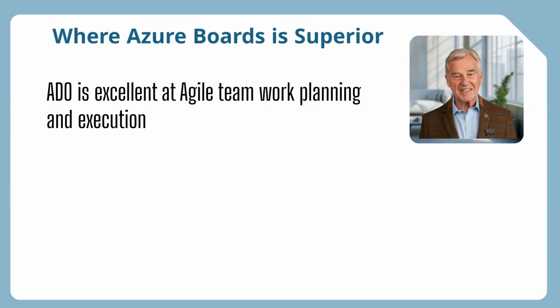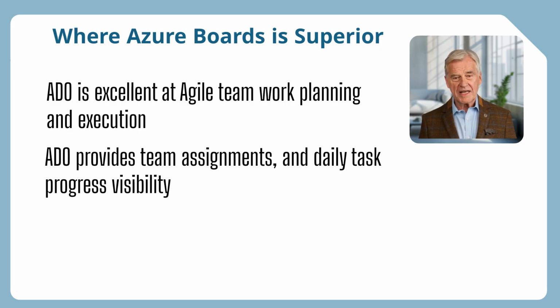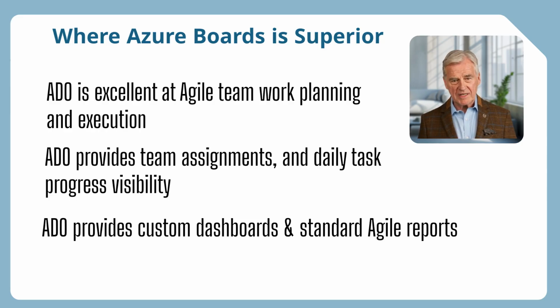ADO is excellent at agile team work planning and execution, especially if stories are decomposed to the task level, where task products can be used by DevOps pipelines. ADO provides team assignments and daily task progress visibility. If appropriate, you can use a Kanban approach for workflow management. From a reporting standpoint, ADO provides a variety of custom dashboards, as well as standard agile burn-down or burn-up charts.